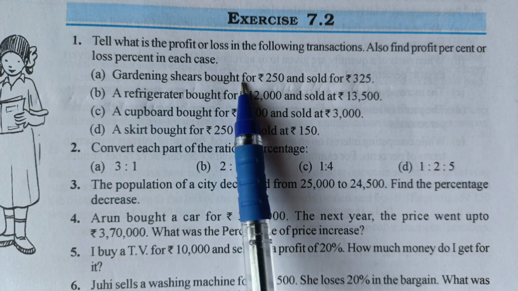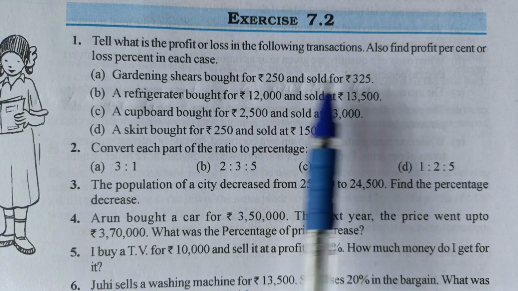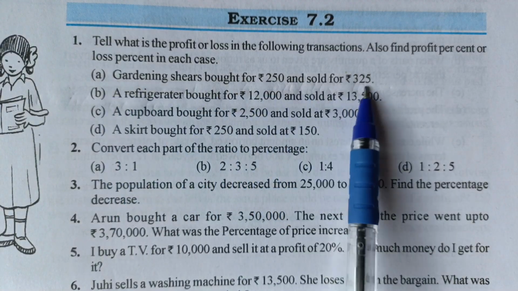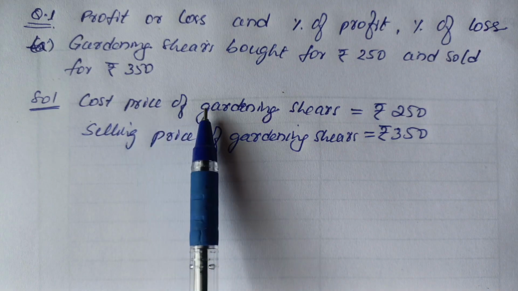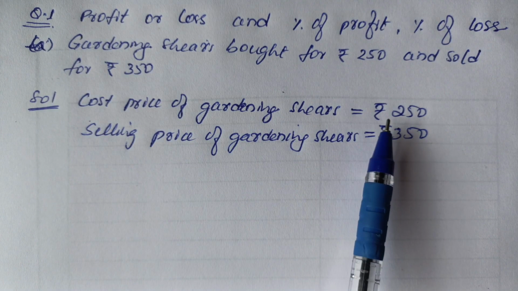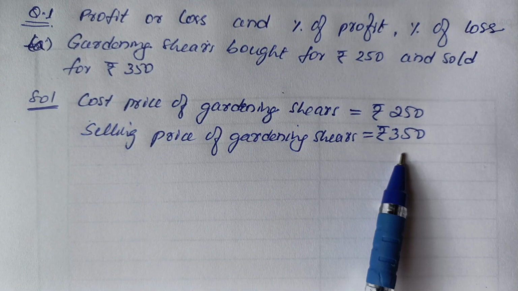Gardening shares bought for rupees 250 and sold for rupees 350. So this one we will see. Now we will write it down. Solution. Cost price of a gardening share is rupees 250. Selling price of a gardening share is rupees 350.